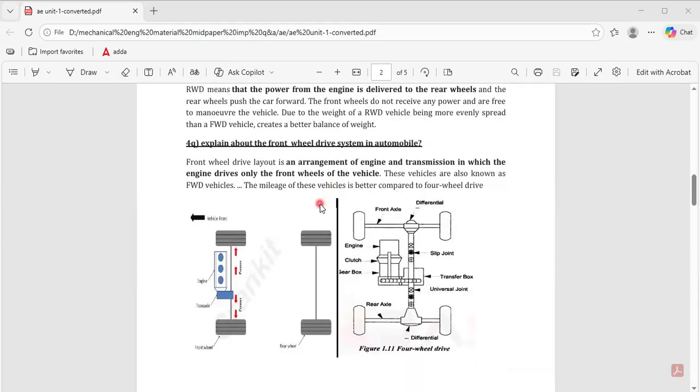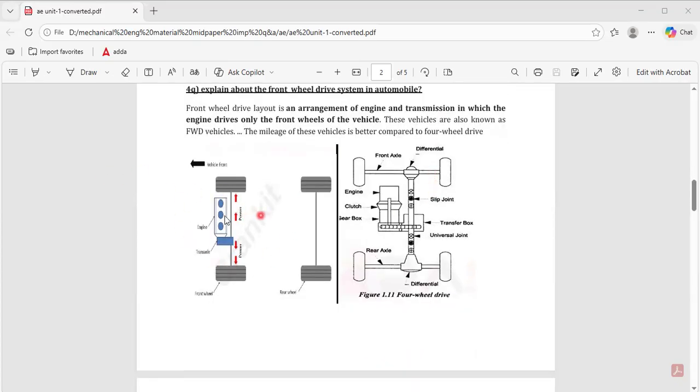So the fourth question: explain about the front wheel drive system in the automobile. You can see this is a clear picture showing the drive system. The engine is placed on this rod, which connects the right side wheel and the left side wheel. The engine is connected here with some transmission system. The power is given to this wheel and also this wheel.